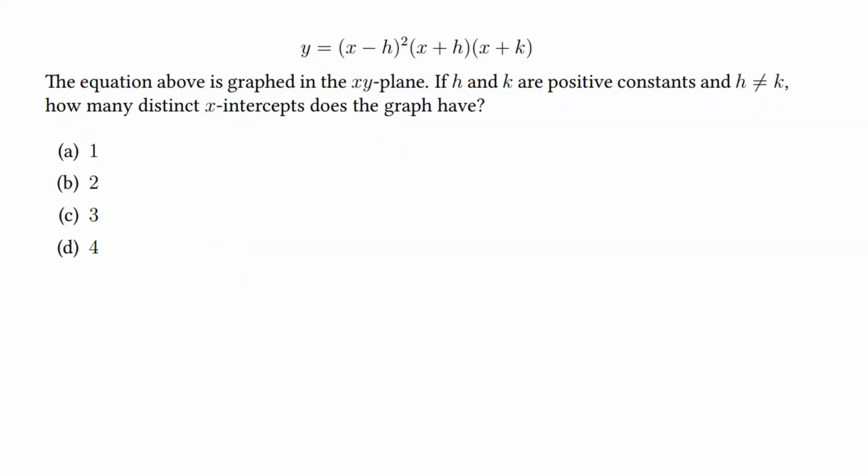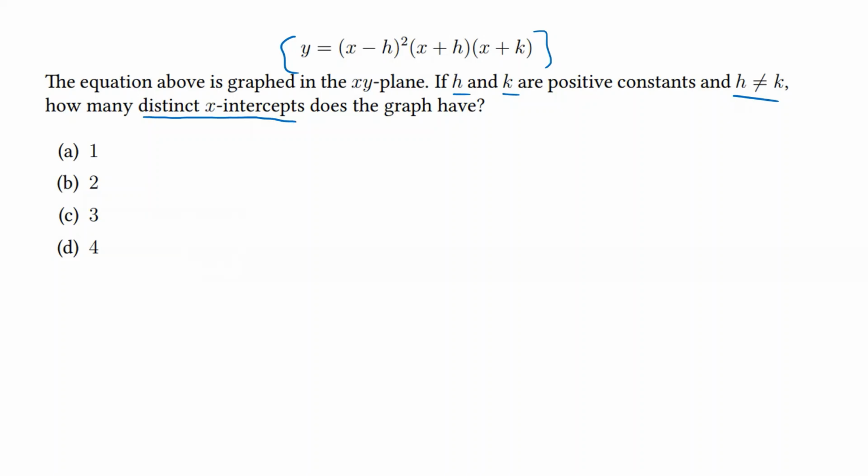In this problem, we are interested in understanding the difference and the similarities between x-intercepts, zeros, and the roots of polynomials. We are given a polynomial. We're told that these constants, h and k, are positive. On top of that, h and k are told to be not the same number. We want to know the number of distinct x-intercepts the graph has.